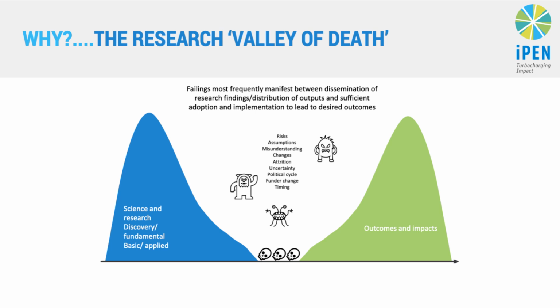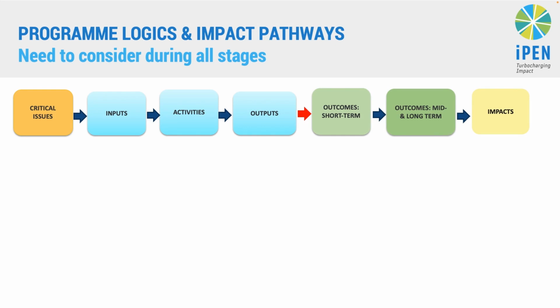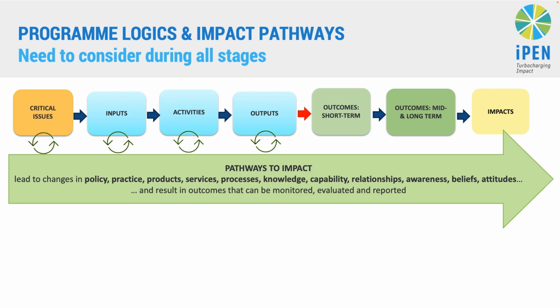IPEN's work has been focused on helping bridging this gap, and with the benefit of the collective wisdom it's gathered via its joined-up efforts to build capability across the system, it's developed some context-specific insights around this challenging part of the process. So what does this mean when we map the concept of impact pathways against the program logic? What it fundamentally means is to overcome it, we need to be thinking about impact pathways at all stages.